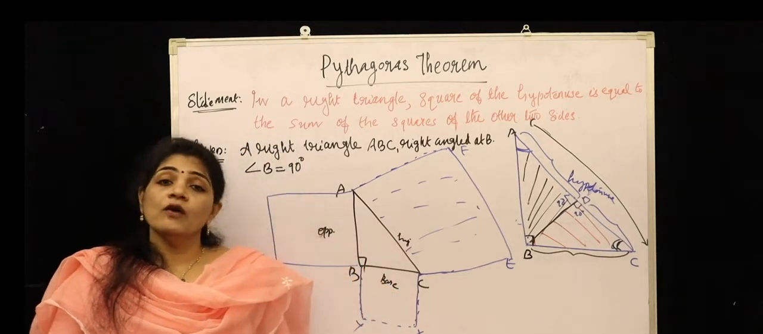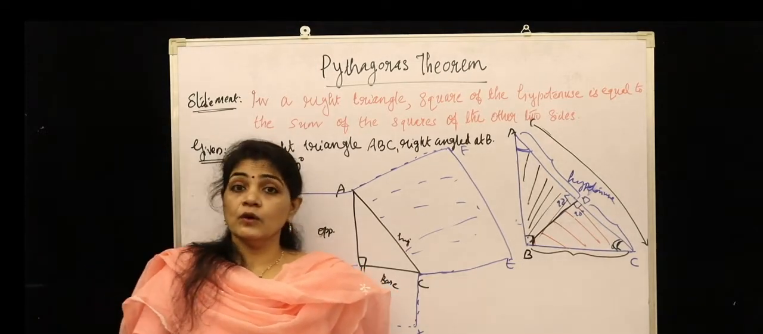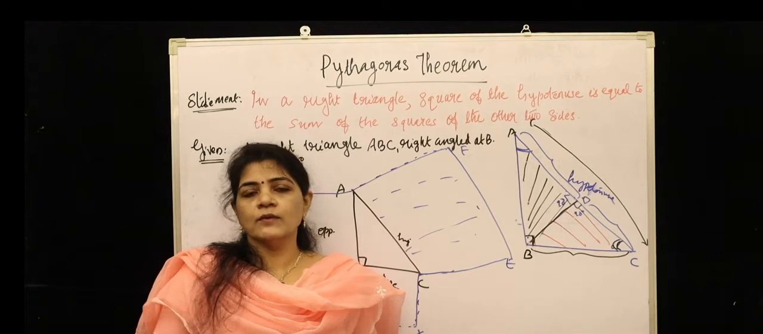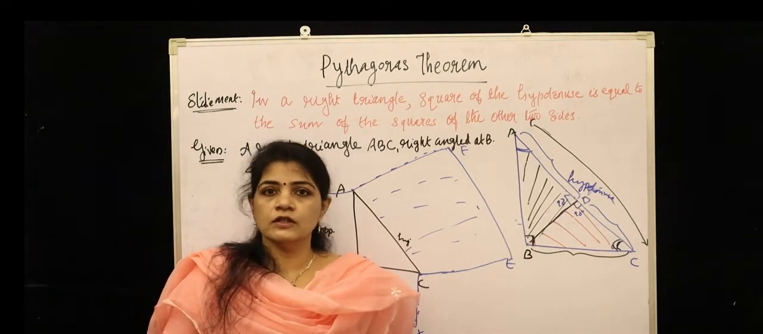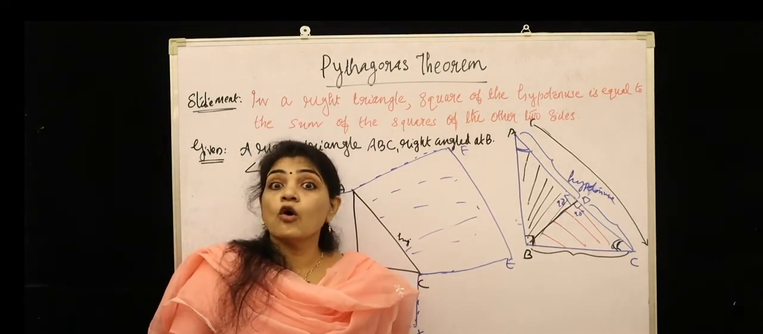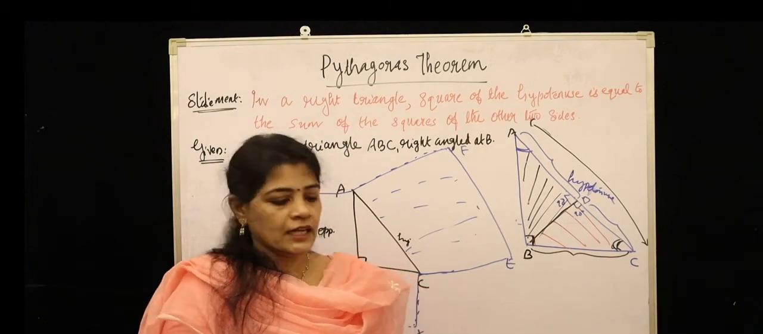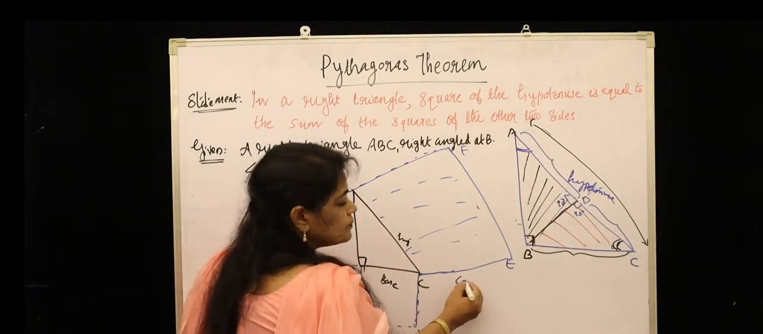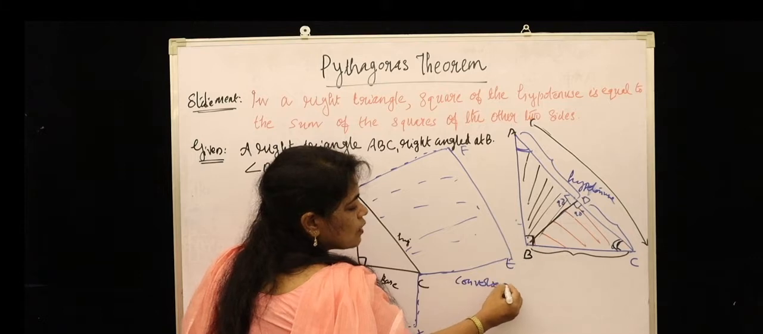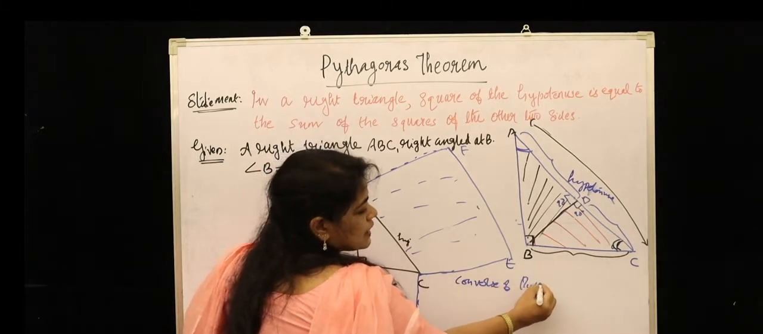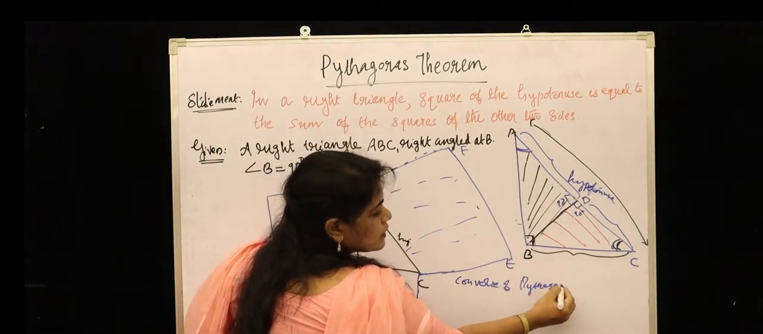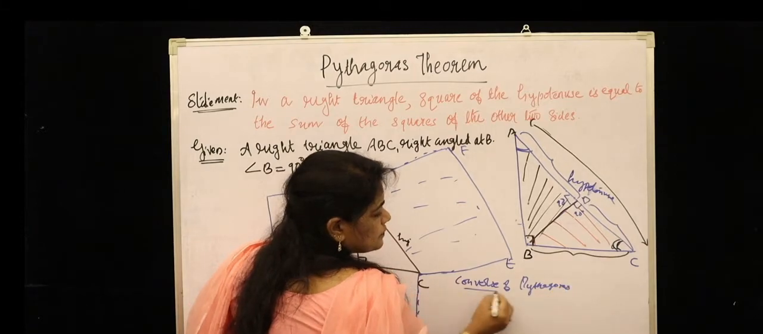Okay, now we have one more concept. We have the original theorem, that is, the square of the hypotenuse is equal to the sum of the squares of the other two sides. We have its converse part also. That means the converse of Pythagoras theorem. What is the converse of Pythagoras theorem?